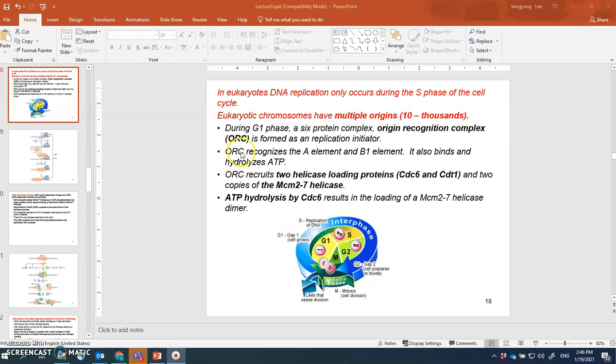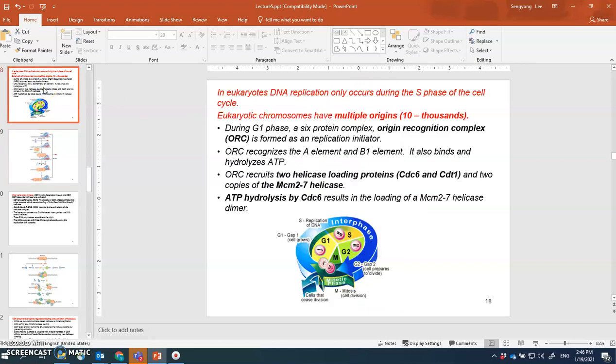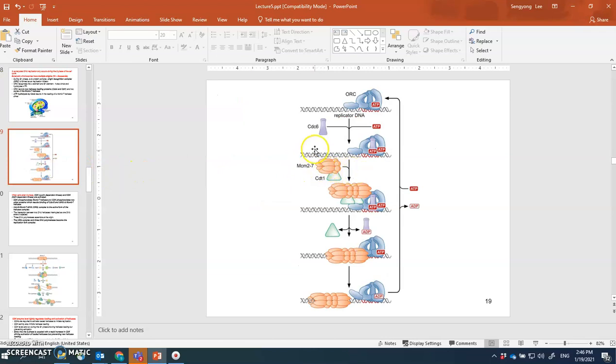Then ORC recognizes the A element and B1 element of the chromosome, and it binds and hydrolyzes ATP. So we're talking about ORC, recognizing those chromosomal sequences, the A and B1 elements. And ORC recruits two helicase loading proteins, called CDC6 and CDT1, and two copies of the MCM2-7 helicase. So we're talking about these guys.